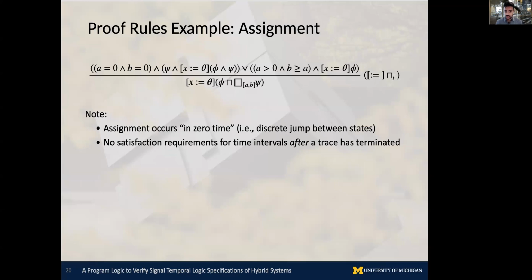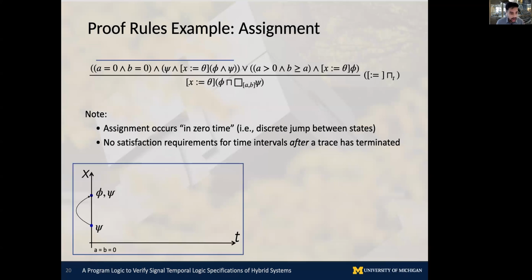One of the rules for the assignment is shown on this slide. Focusing on the conclusion of the rule first, we have for all traces of hybrid program X is assigned a value of theta, the normalized formula phi box and box AB psi is true. And again, as a reminder, this box and is essentially a special form of conjunction between a state and a trace formula. Now, let us focus on the premise of the rule, which logically leads to the conclusion. The premise has two parts. Either A and B are both zero, in which case we need psi to be true initially, following which we assign this value theta to X, after which we need both phi and psi to be true.